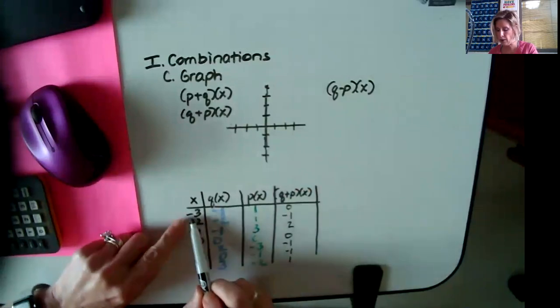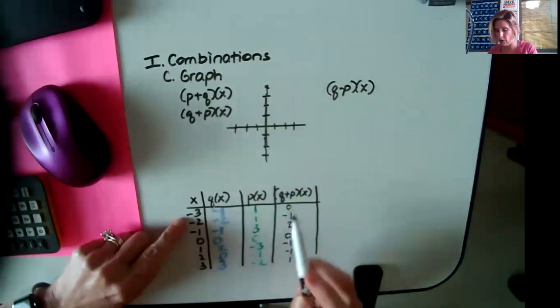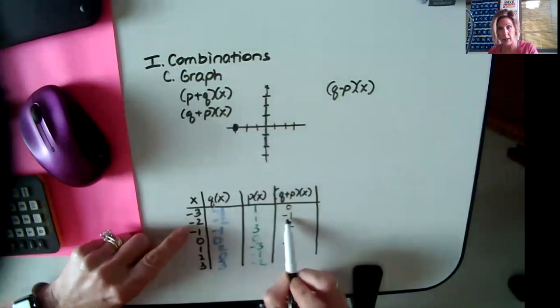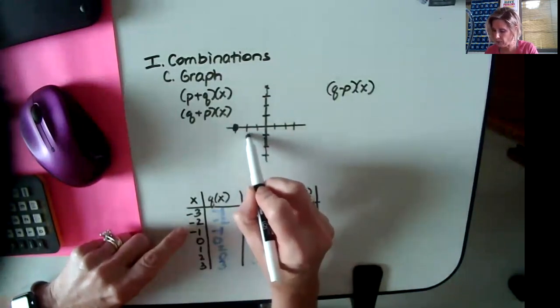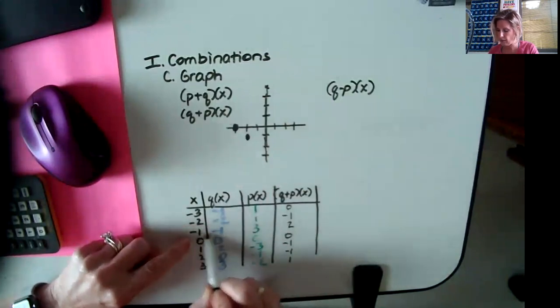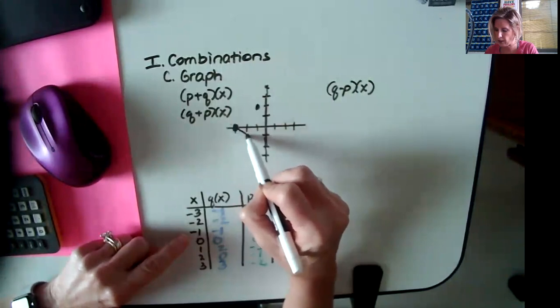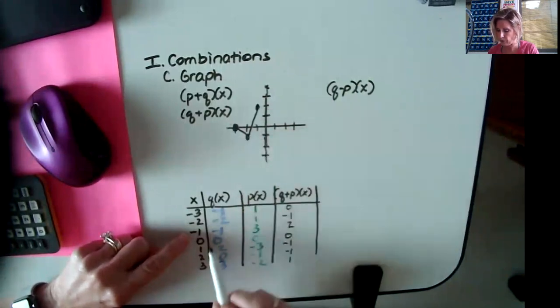So I need to start out and plot -3, 0, -2, -1, -1, 2. And I'm going to start connecting along the way.